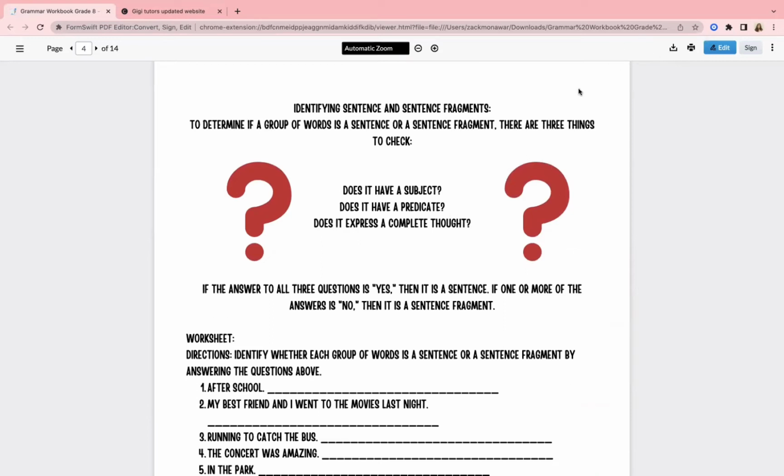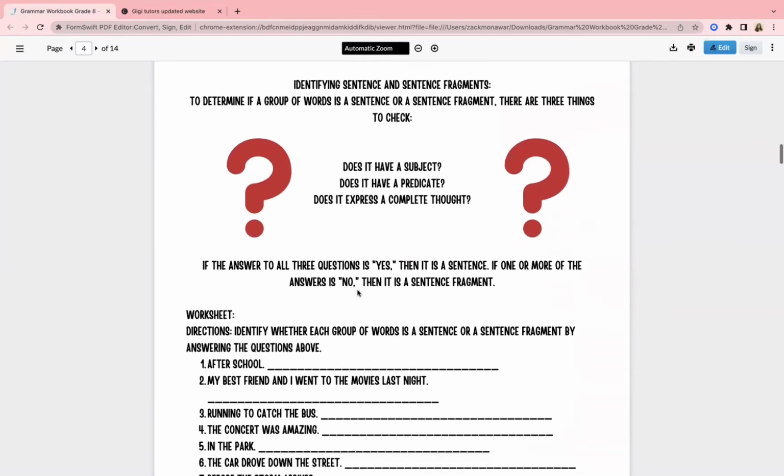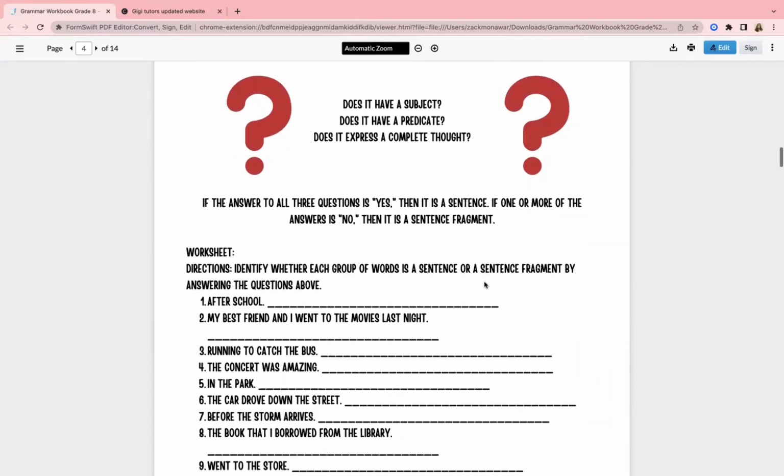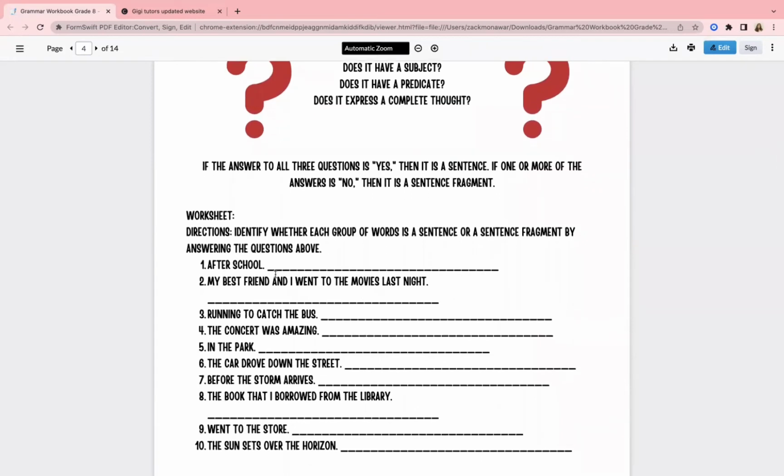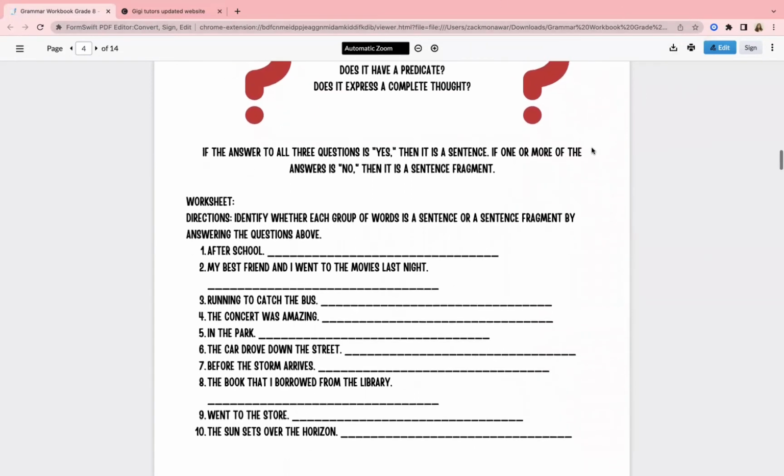So we're going to determine if the group of words is a sentence fragment, and here are the things we need to check. Does it have a subject? Does it have a predicate? Does it express a complete thought? If the answer is yes to all these questions, then it is a sentence. If not, it is a fragment. So let's go ahead and go to our worksheet portion.